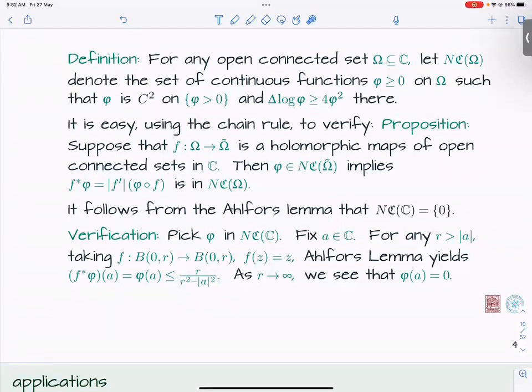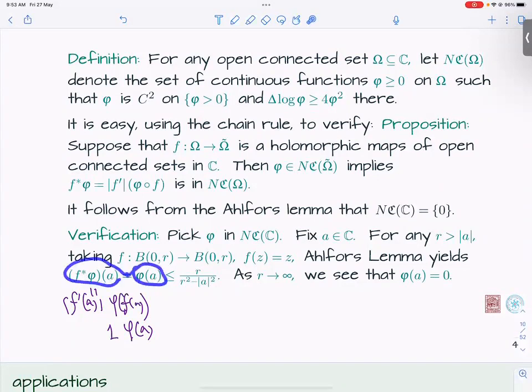So Alpert's lemma says the pullback of the Poincaré metric, what would that be? Well, it's going to be P of A, because the pullback would have been the absolute value of the derivative of F evaluated at A, times P of F of A. But F of A is A, so it is P of A, and F prime of A, because F is Z, is just 1. So this pullback is nothing but this quantity. But by Alpert's lemma, this should be less than or equal to R over R squared minus the absolute value of A squared. But R is arbitrary.